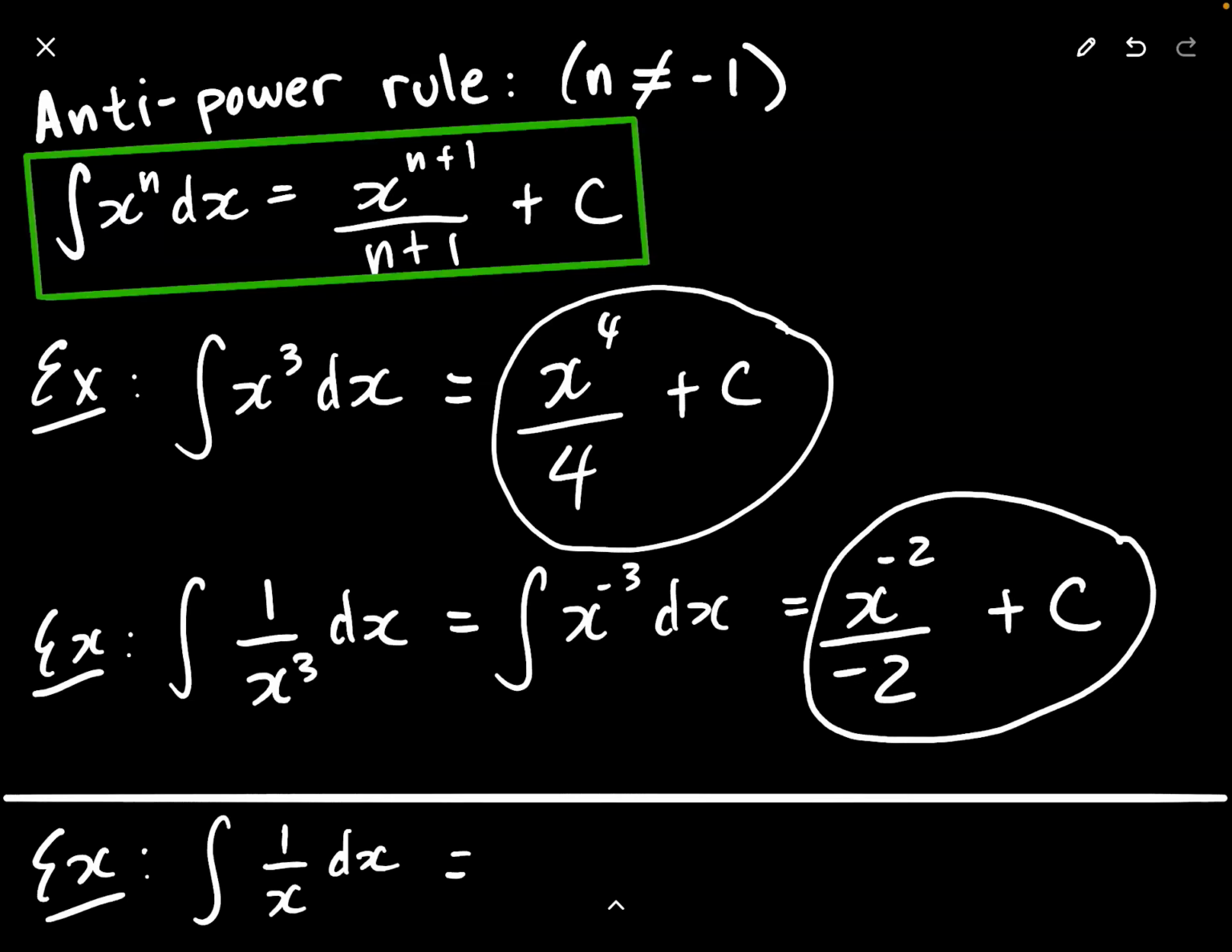And just a reminder, for the antiderivative of 1 over x, or x to the minus 1, you won't be able to use the anti-power rule because the power is minus 1. If you add 1 to minus 1, then you'll have x to the 0 over 0. So you can remember that 1 over x has its own antiderivative rule, which is ln of absolute value x plus c.